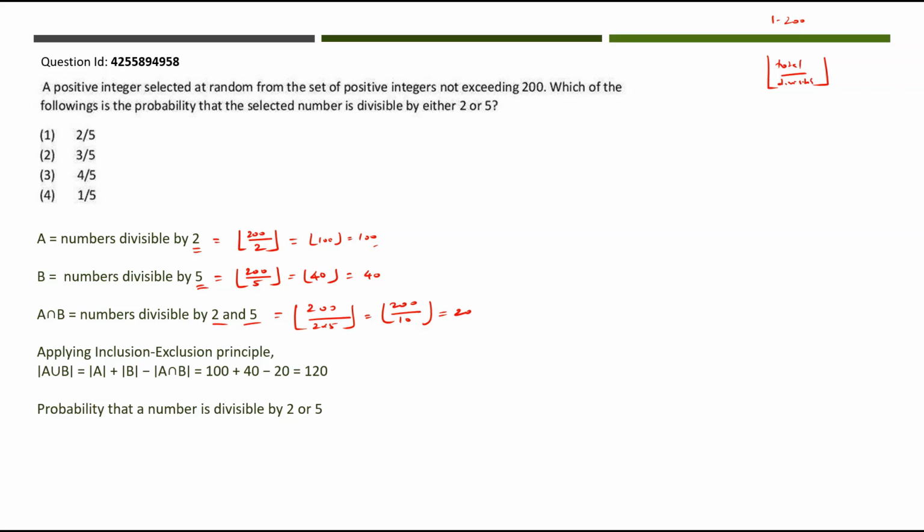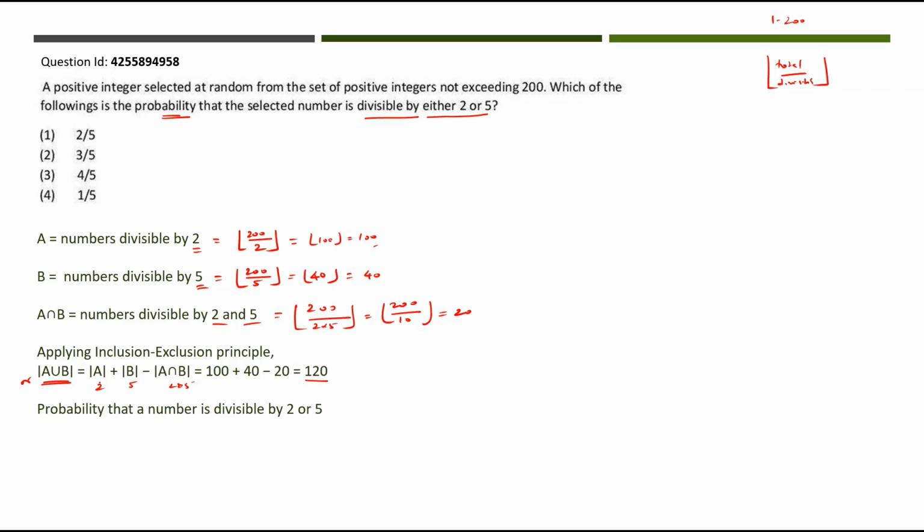We are applying inclusion exclusion principle here again. A union B will give either 2 or 5 divisibility. So you are going to find A union B, which will say either or. This is count of A, this is count of B, and this is count of A intersection B. It means this is numbers divisible by 2, numbers divisible by 5, and numbers divisible by both 2 and 5. So A count will be 100, B count will be 40, and intersection will be 20. 100 plus 40 is 140. 140 minus 20 will give you 120.